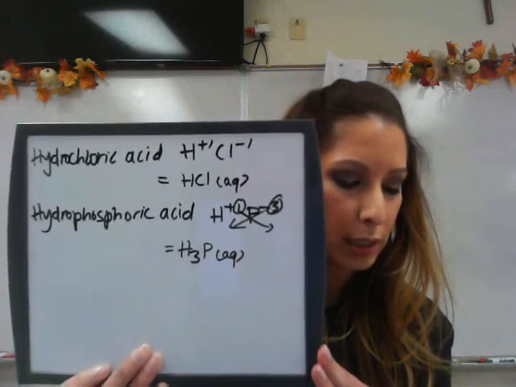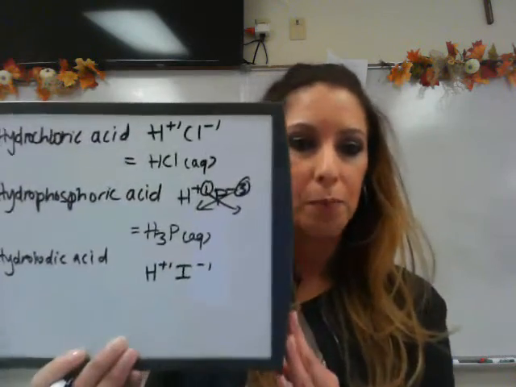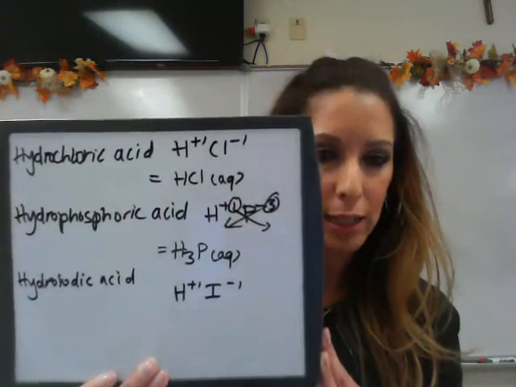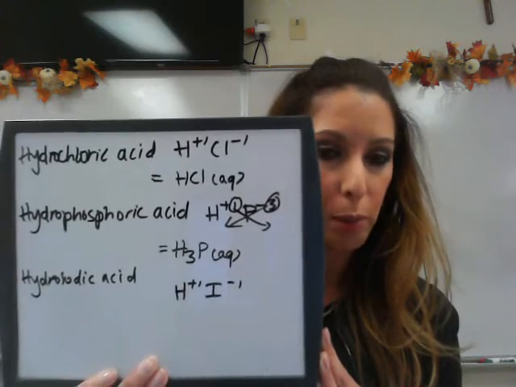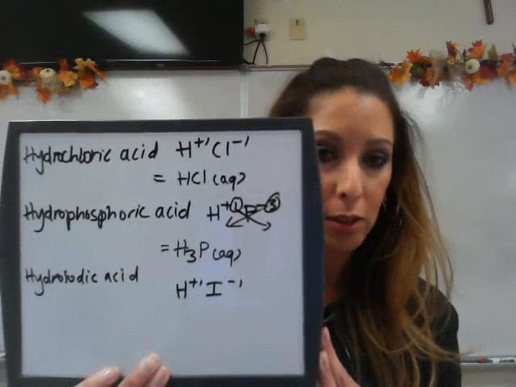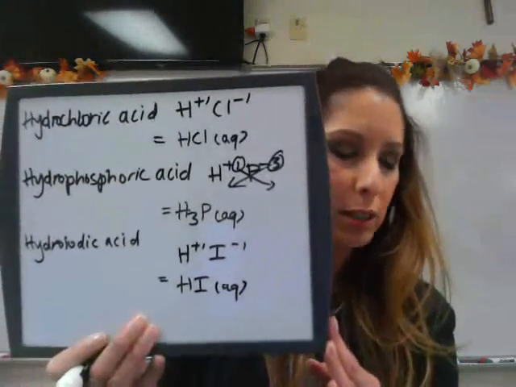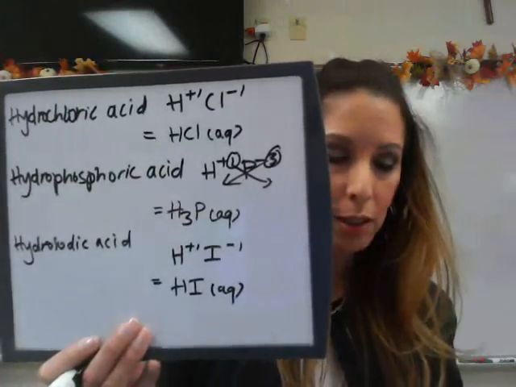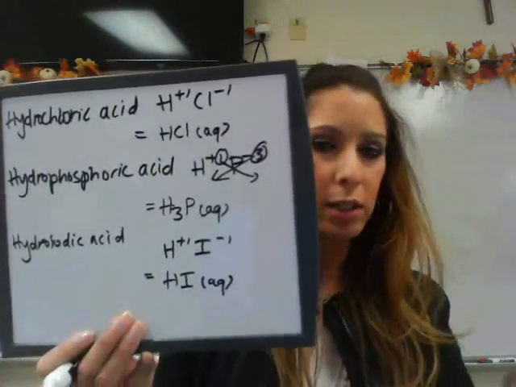The last one is hydroiodic acid. Remember, when it begins with hydro, that means it is a binary acid. This is hydrogen attached to iodine. The charges are shown. When the numbers in the charges are the same, they cancel. So here my formula is HI with an AQ after it, and you're done. Okay? Now those are binary acids.